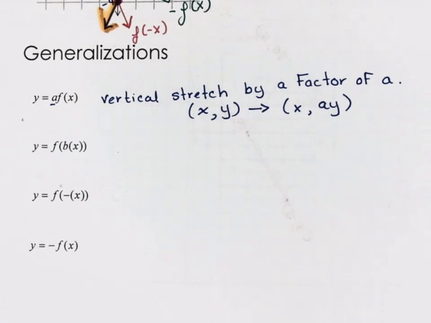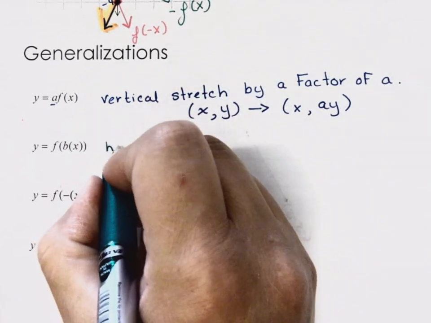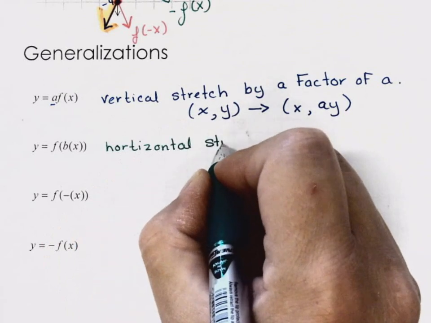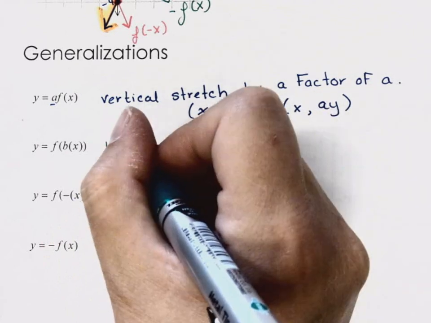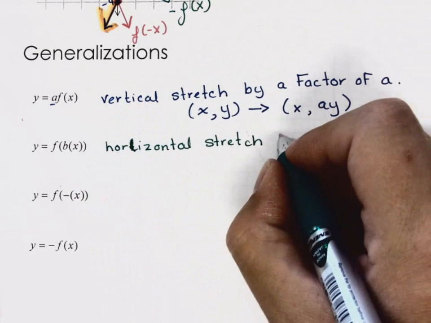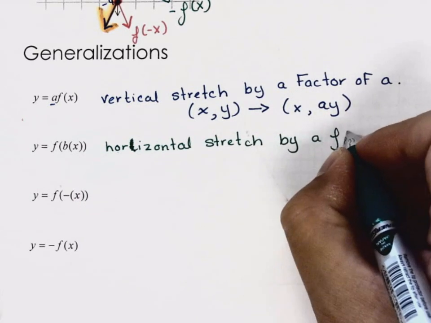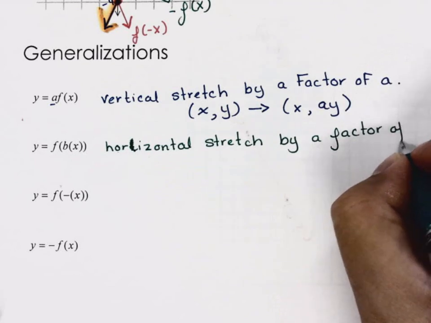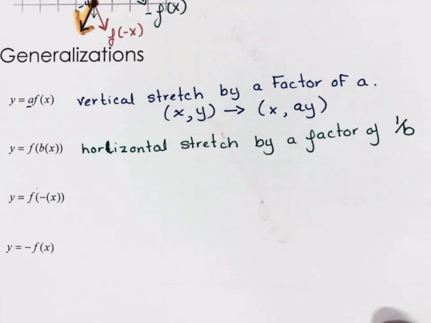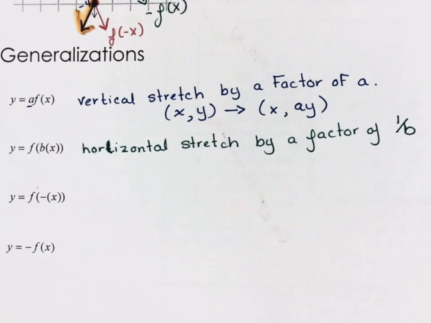If the number is inside the brackets with the x, we're gonna have a horizontal stretch. Horizontal. Why don't you guys like that? That's horizontal. It's new. So it's a horizontal stretch by a factor of 1 over b. So we're doing that reciprocal.